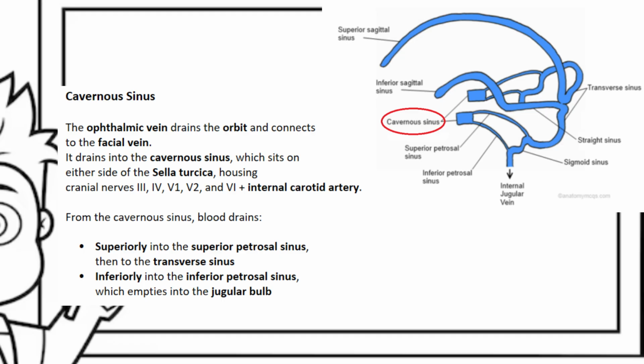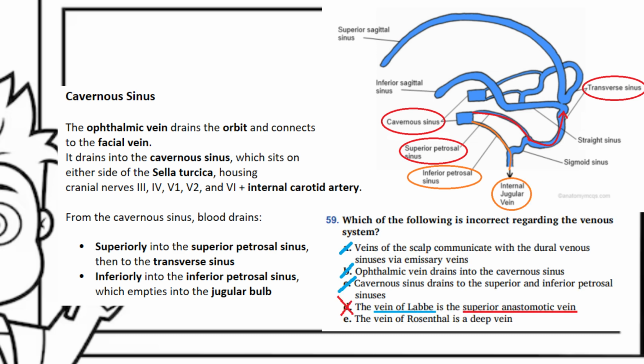From this cavernous sinus, blood drains superiorly into the superior petrosal sinus and then to the transverse sinus, and inferiorly into the inferior petrosal sinus, which empties into the jugular bulb. So, options B and C are very correct.